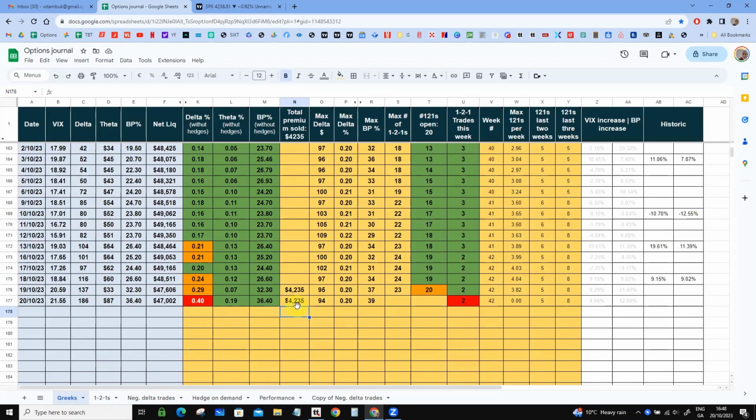So right now we're standing at 4,200 and change, and my rule now, until further backtesting and further refining, and that's always subject to change because I'm always testing and retesting and using my old trades to figure stuff out. Until further notice, I'm using 10% of my net liq as a maximum. So at 47K, I would be looking at a maximum of 4,700 in premium sold.